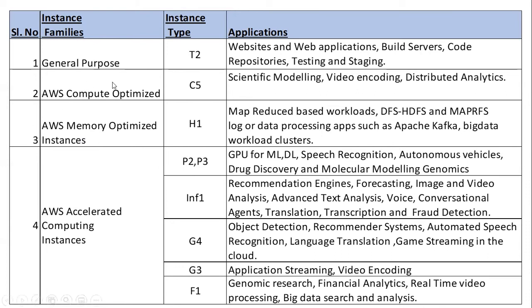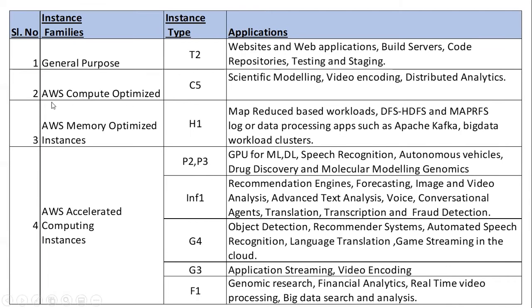Now, when we are talking about general purpose instance family, one of the popular instance types is what is called as a T2 instance type. Now, T2 is optimized for websites and web applications. You can build servers, code repositories, testing, and staging. If you're doing any of these things, you might want to activate the T2 instance.